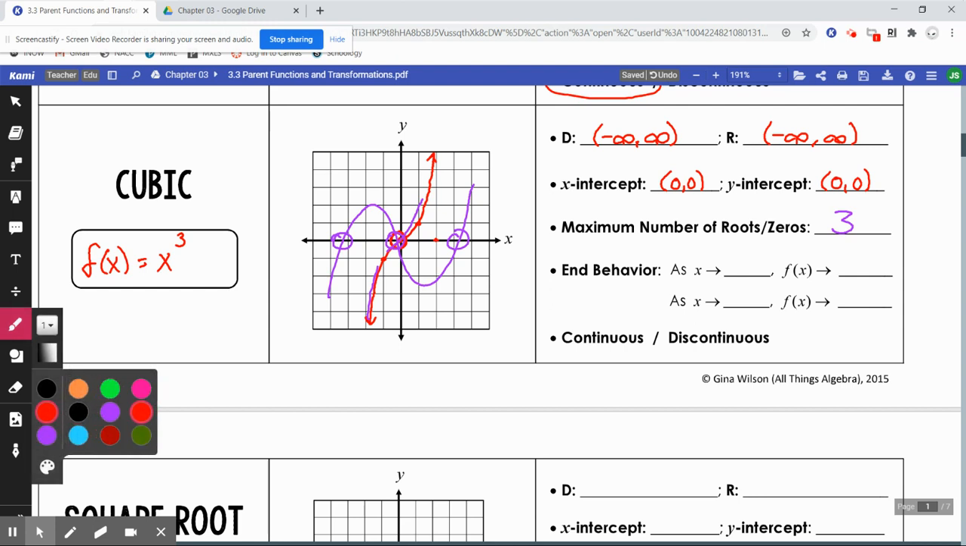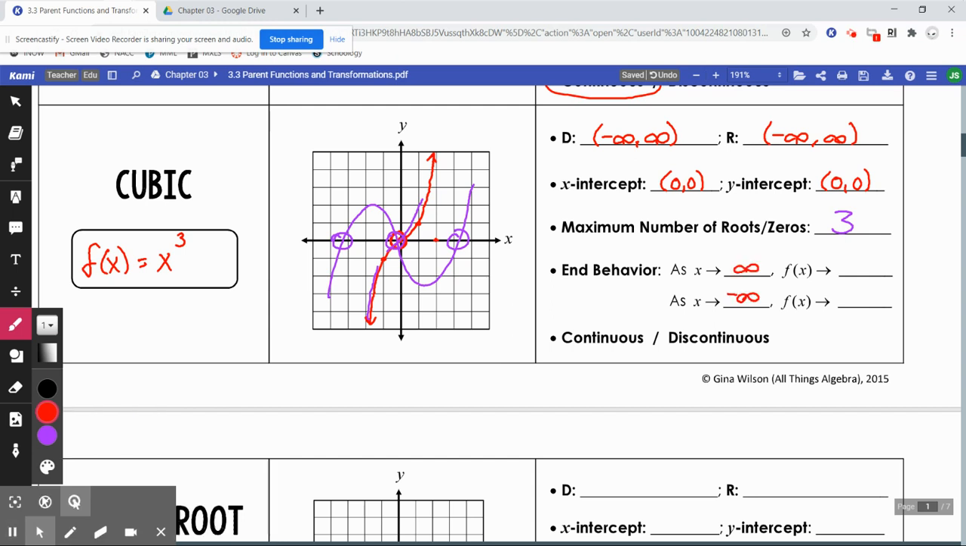So next up, our end behavior as we travel to the right and left. As we go to the right, my graph goes up, and as we go to the left, my graph goes down. So let's go ahead and fill in those blanks. And finally, this is a continuous graph. There are no breaks anywhere on its domain.